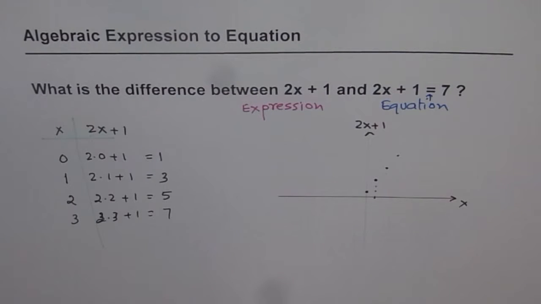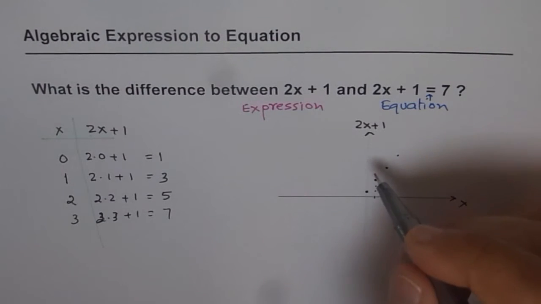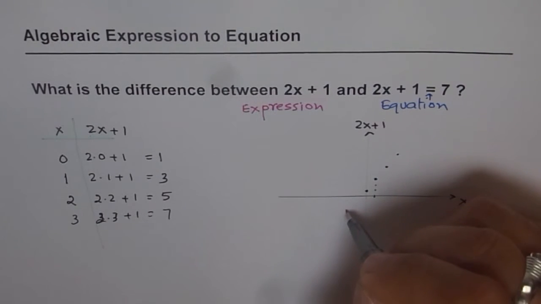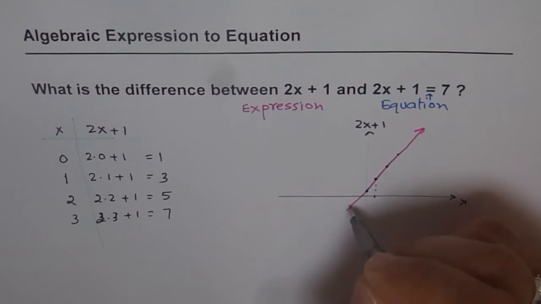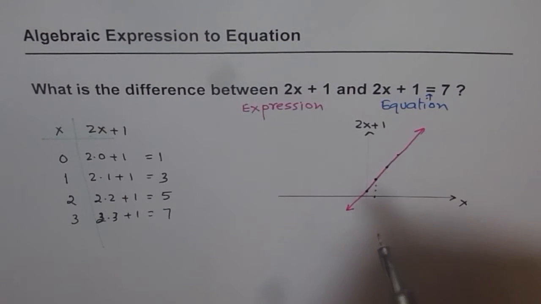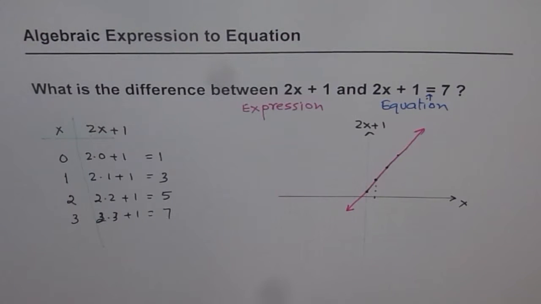So since x could be any value, what I can do is I can join these points with a line, right? So I can join them with a line. Let's say this is my line. That is the line, correct? So this line represents the expression 2x plus 1. This is what I'm trying to show you.